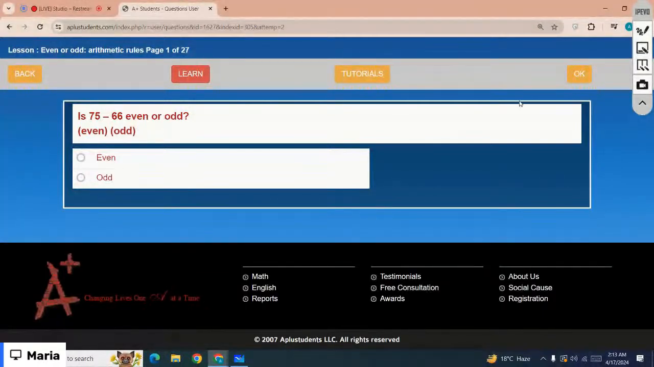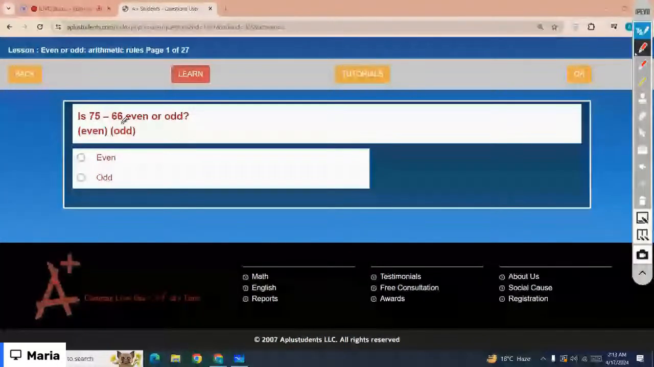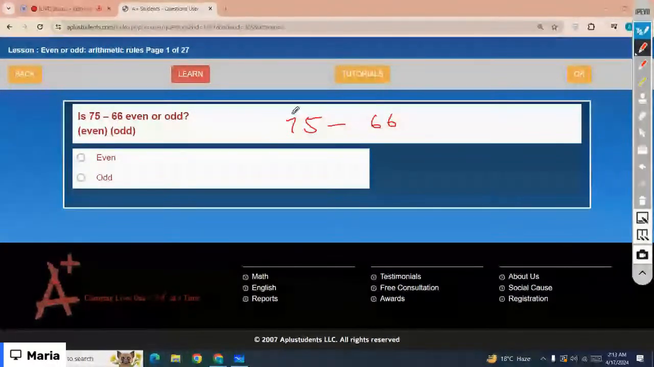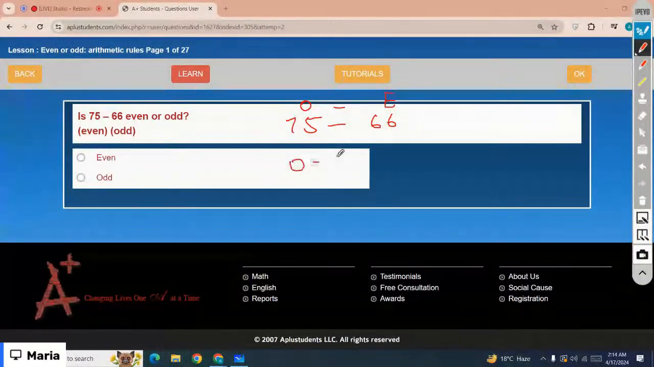Okay, the next one is 75 minus 66, right? 75 is even or odd? 75 is an odd number and 66 is an even number. You are subtracting an odd and an even number, right? So the rule is, when you subtract an odd and an even number, the answer must be odd. Very good. The option is odd.